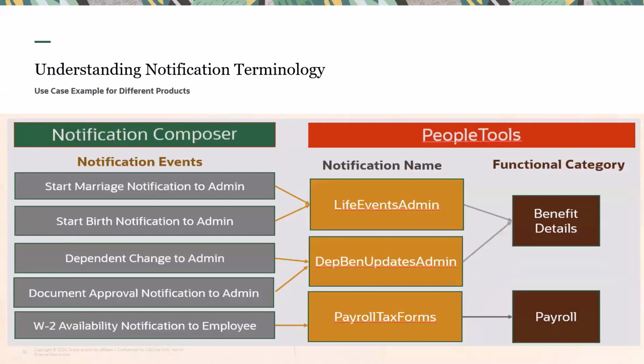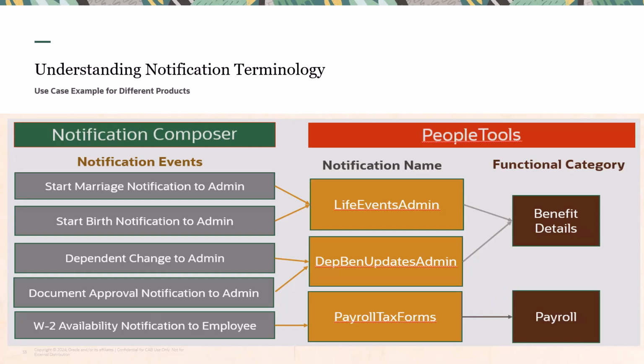All right, now taking it a step further. The notification events in Notification Composer, the ones I just talked about, plus I added a few more, map to a notification name. You specify the PeopleTools notification name on the Notification Composer side, and that's, of course, the notification name on the PeopleTools side. So you can see how things kind of are grouped together.